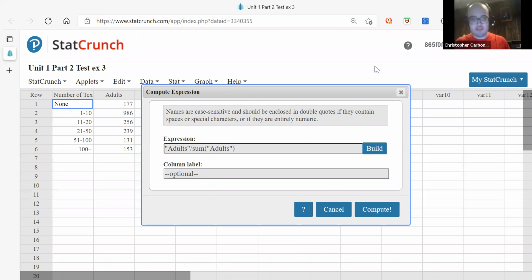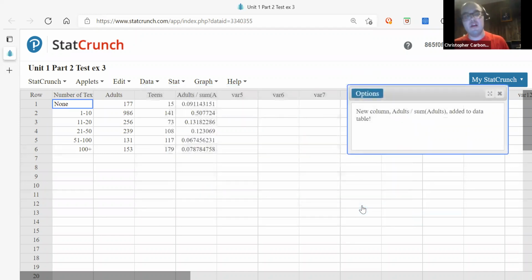So that looks something like this. Quote, Adults, end quotes, divide by sum of, and then in parentheses, Adults again, surrounded by those quotation marks. Doing so should give us the relative frequency of that column. And if we hit Compute, we should see that, and we have all of our values. Then we would have to round to whatever number we need, usually 2 or 3 decimals, depending on the question.